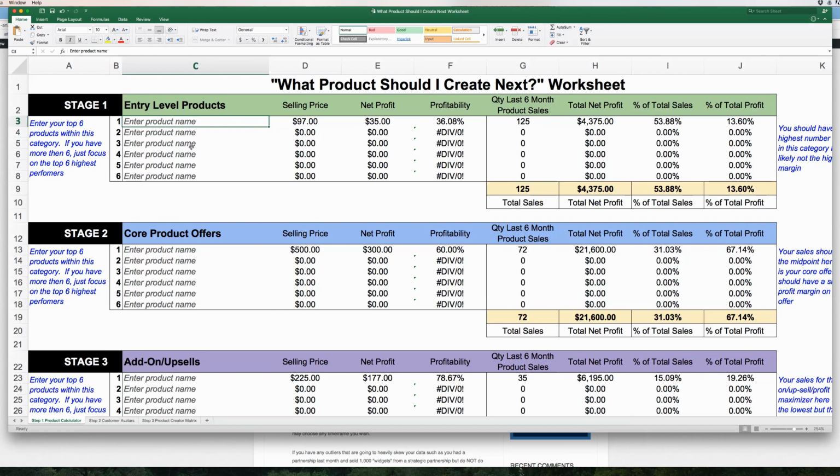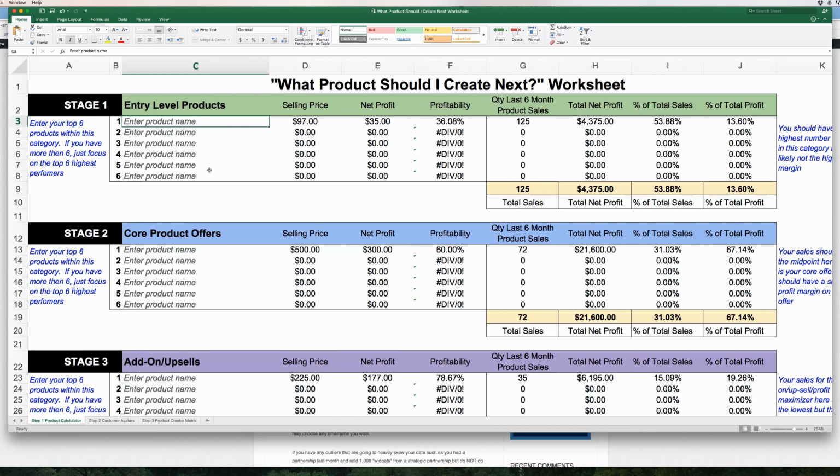Find and pull a report over the last 6 months. That's my suggestion for you, is over the last 6 months, pull a report to find your top performing stage 1 products, stage 2 products, and stage 3 products. Once you have that report, go ahead. You can enter the product name for that. You can do it in any order you want, as long as you have your entry-level products in stage 1.